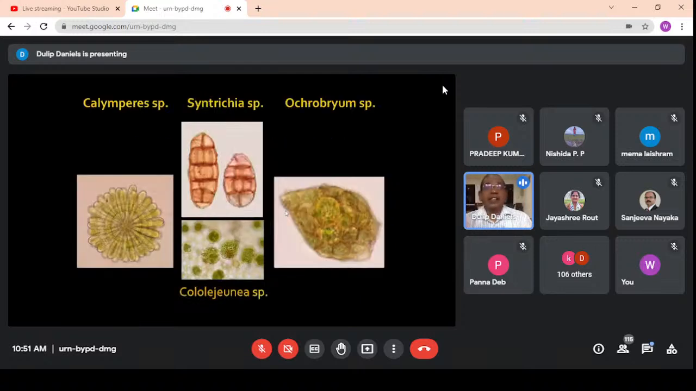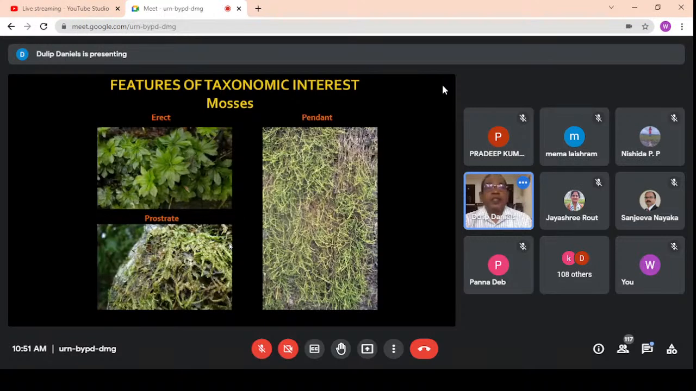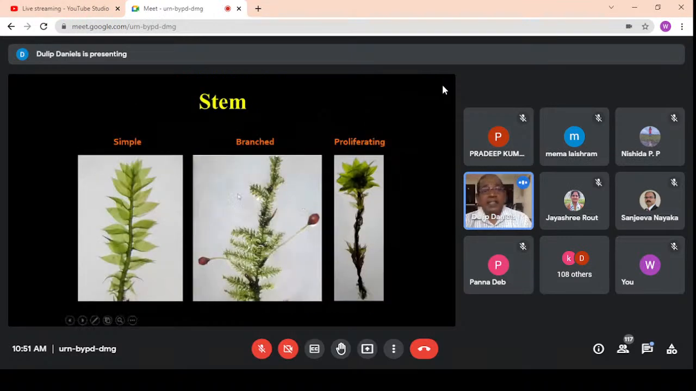Look at these. These are gemmae of various mosses and a liverwort. This is Calymperes species. Look at the variation, the diversity. This is Syntrichia species. This is Ochrobryum, and this is Cololejeunea. Now features, even in the morphology: some mosses are erect, some are prostrate, and some are pendant. The stem could be simple, branched, or proliferating. That is, after the capsule is produced, it continues its vegetative growth, and once again, this is proliferating.